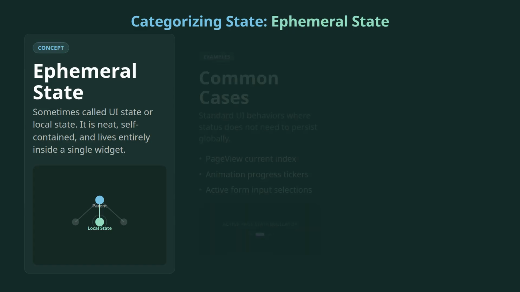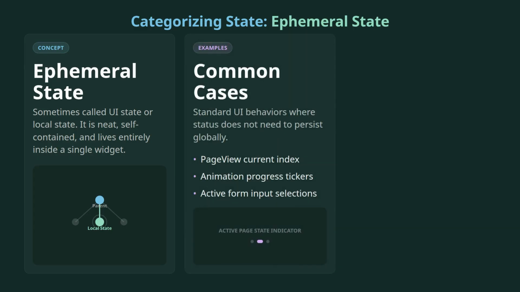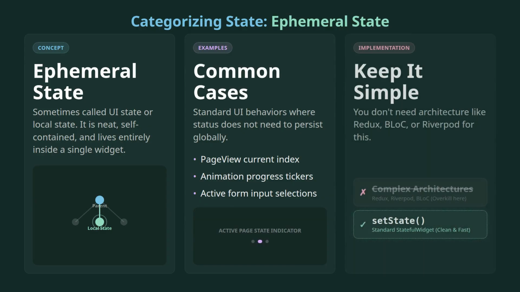First, we have ephemeral state, which is local state that lives inside a single widget. Think of a page view's current index, an animation's current progress, or whether a drop-down menu is currently expanded. You don't need fancy state management for this. setState is the correct tool. The real headache is app state. This is global state shared across multiple parts of your app, like user authentication status, database caches, or shopping cart items. This is what we actually mean when we talk about Flutter state management.